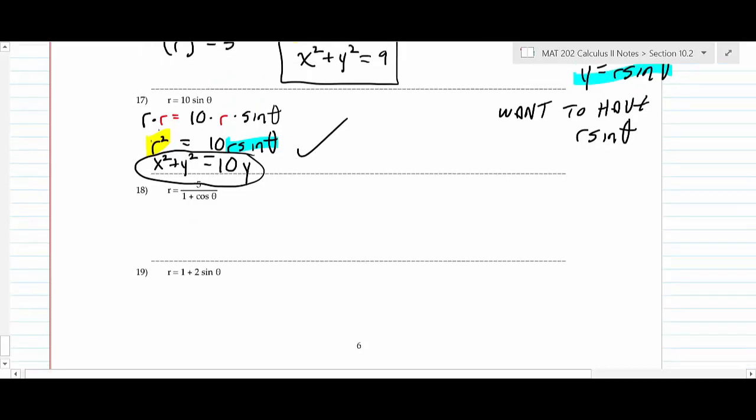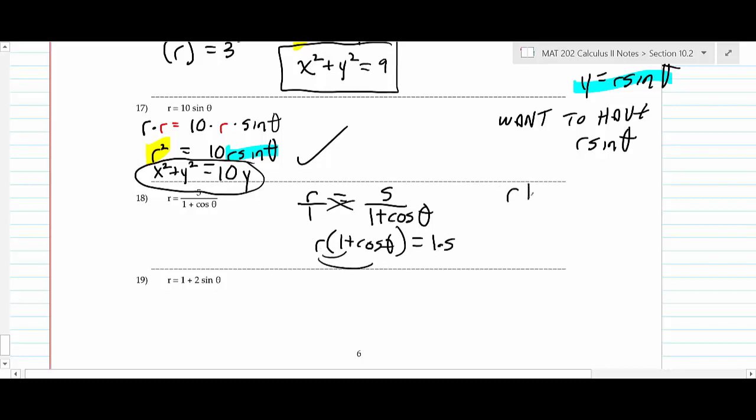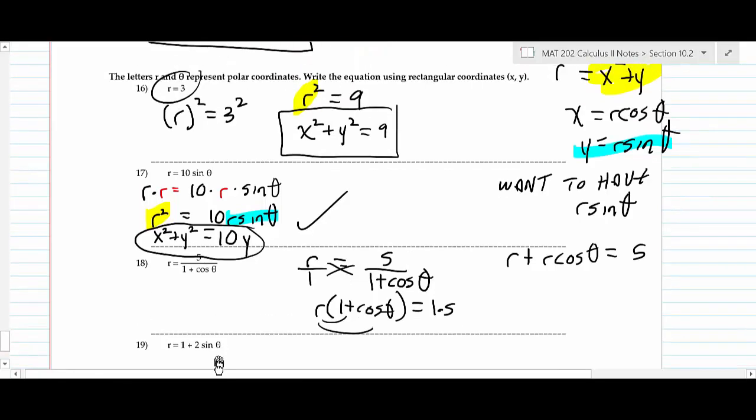That's the idea. All right, this next one, what I'm going to do is put the r over 1, and I'm going to cross multiply. Remember, I want to see an r cosine theta there. So if I cross multiply, that'll happen. So now I just do r times 1 plus cosine theta is equal to 1 times 5. If I do a distributive property here, that's going to give r plus r cosine theta equals 5 like that. Now, be careful about this.